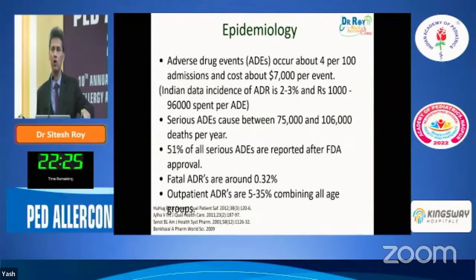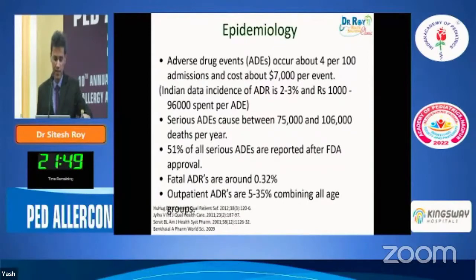Looking at the epidemiology, we have to turn to US data because data from India is very limited, and I've presented a little bit of it here. The estimated prevalence is about 4 per 100 admissions, and the cost if someone gets a reaction in the US is about $7,000. In India, whatever data we have available, 2 to 3% is the risk. And if a reaction occurs, the cost incurred can range from 1,000 rupees for changing the drug, identifying and getting a consultation, to actually getting hospitalized and treated, which can be close to 1 lakh rupees.